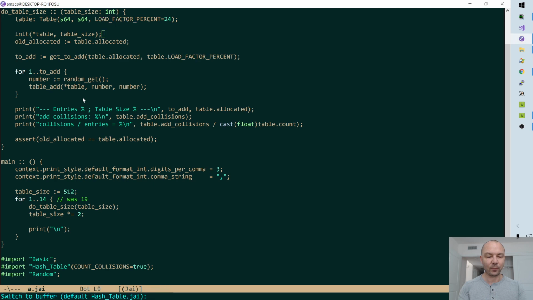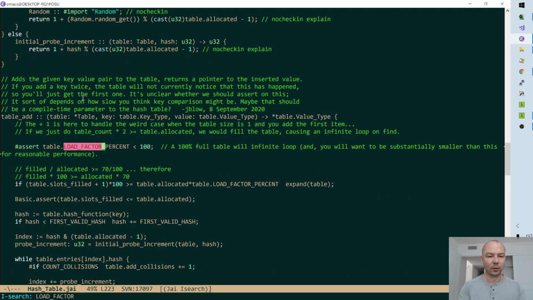Okay. How do we use load factor? We assert on it. We expand, but we've asserted that we don't expand, so this isn't happening. That's literally it.